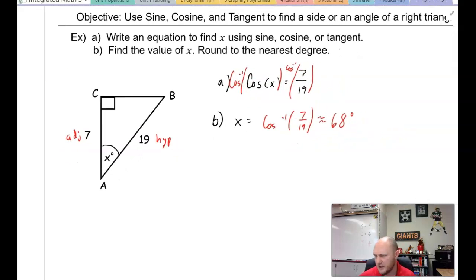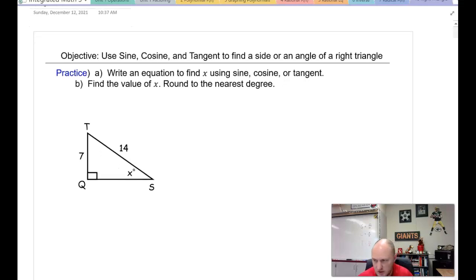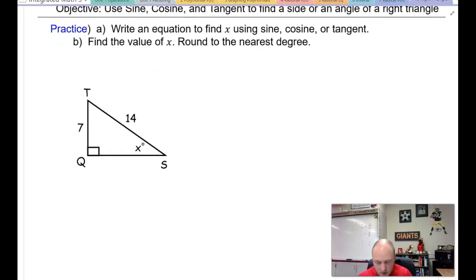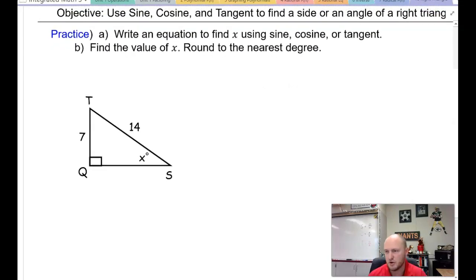Okay. Here is a practice one. Please pause the video. Try this example. I'll show the equation first and then the solution. All right, hopefully you went ahead and wrote the equation. We're given opposite and hypotenuse. I don't have any information about adjacent. So this is sine of x is equal to 7 over 14.